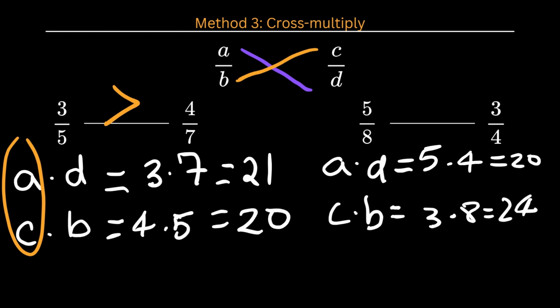Now focus on A and C. A is 5, C is 3. But which one gives you a bigger answer? Well, 3 times 8 gives me 24. So that means that 5 over 8 is less than 3 over 4.